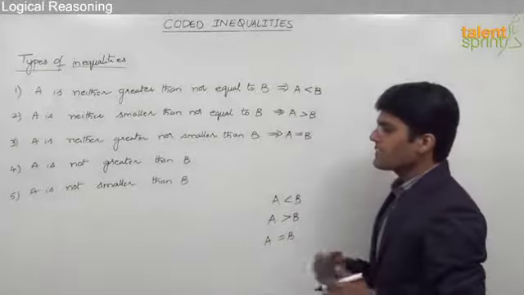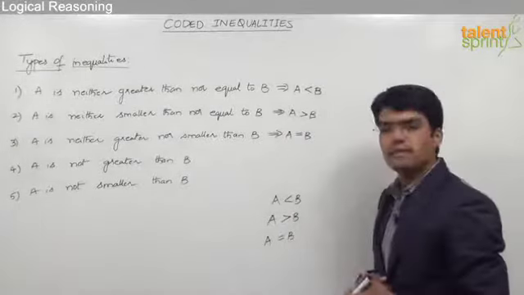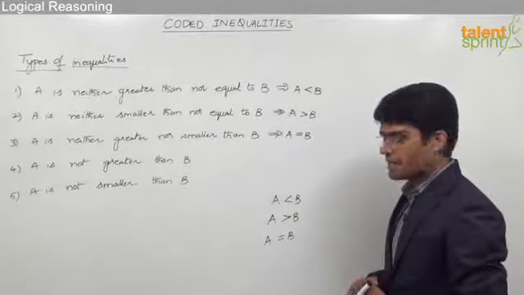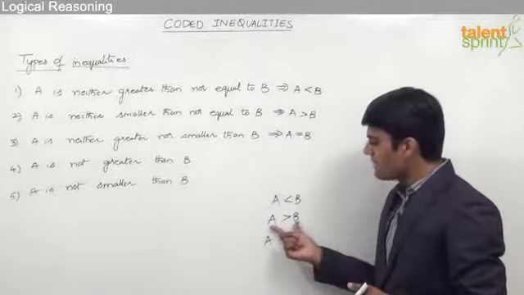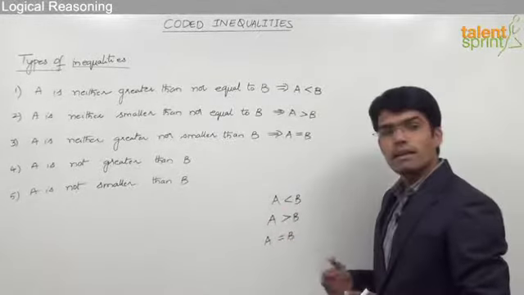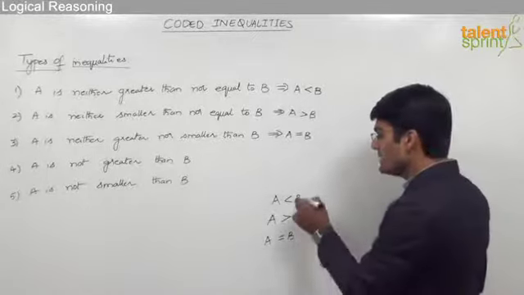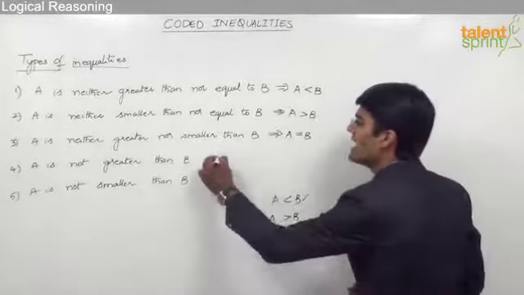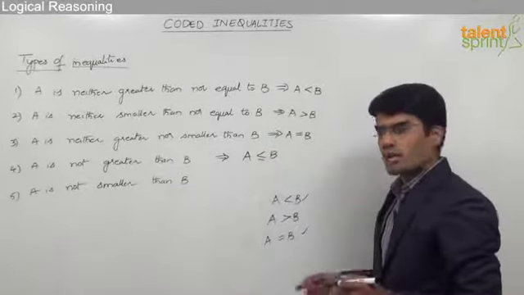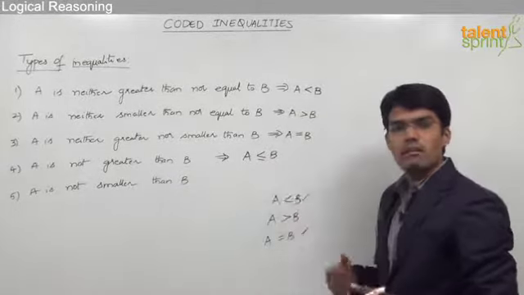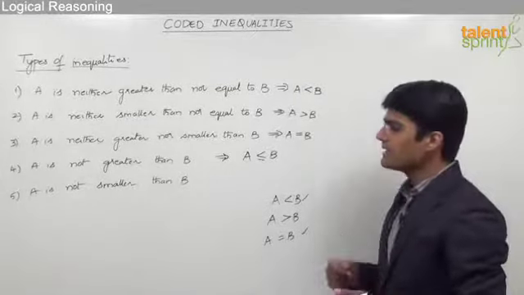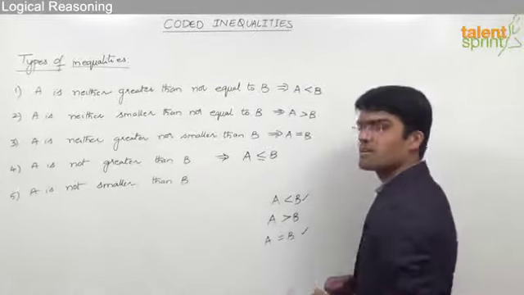If you go for the next one, it says A is not greater than B. So the only information which we have is A is not greater than B. If A is not greater than B, there are two possible comparisons. Either A can be less than B or A can be equal to B. So by combining these two here, we can say that A is less than or equal to B. So A should either be less than B or it can be equal to B, but it cannot be greater than B.